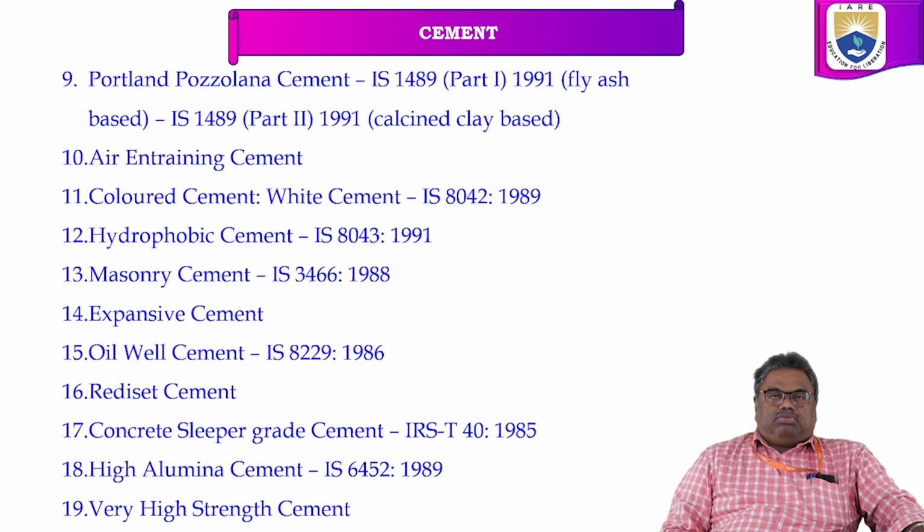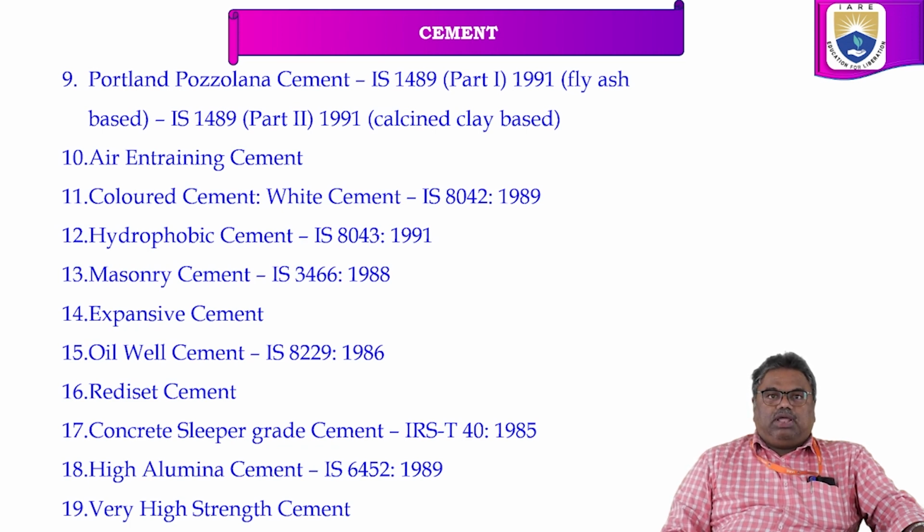The ninth one, Portland Pozzolana cement. Here we have two parts, IS 1489 part 1 and IS 1489 part 2, and based on these two codes we use the Portland Pozzolana cement. The 10th one, air entraining cement. The 11th one is colored cement, for example white cement, which we generally see, right? For white cement we use the code IS 8042. And hydrophobic cement, IS 8043. And masonry cement, IS 3466.